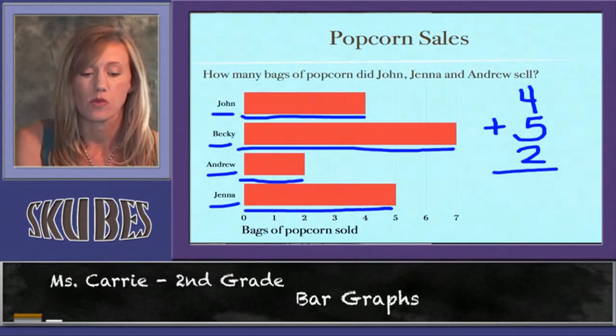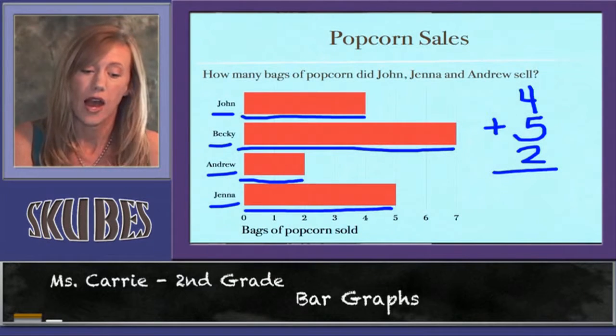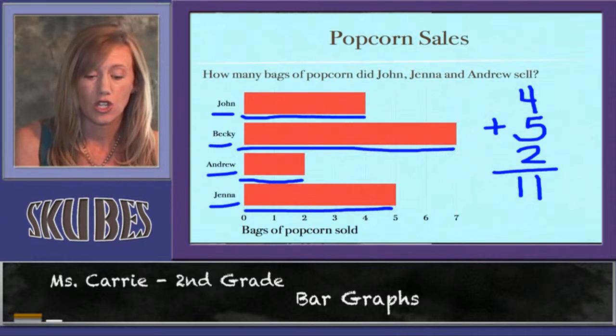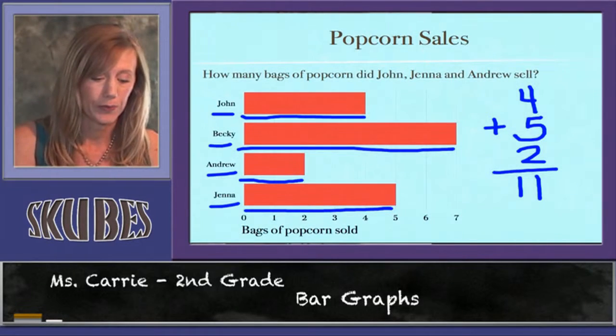Let's start with the biggest number, which is 5, and count up 4. 5, 6, 7, 8, 9. Add 2 more is 11. So these 3 children sold 11 bags of popcorn.